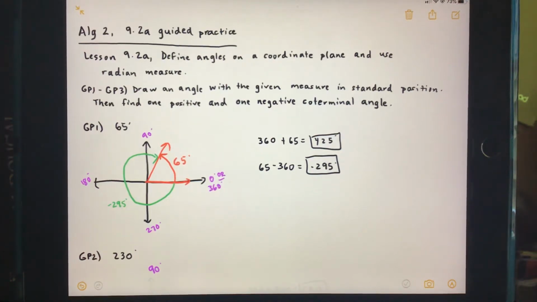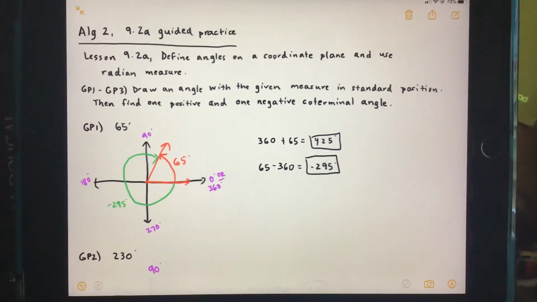Hello, Algebra 2. Let's go ahead and go over our guided practice for Lesson 9.2a. So the first thing we're going to do is define angles on a coordinate plane, and then we're going to learn how we can rewrite those angles in something called radians.